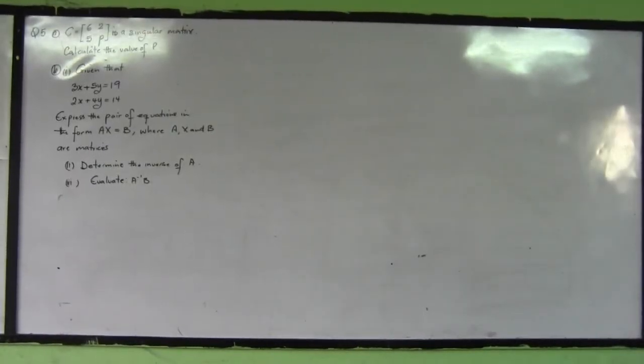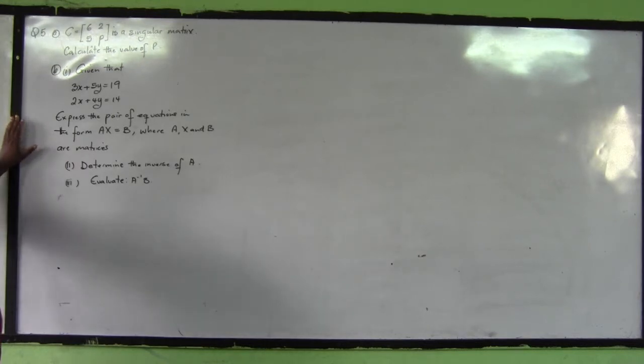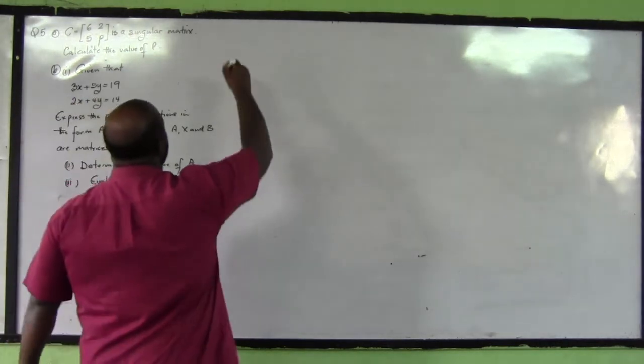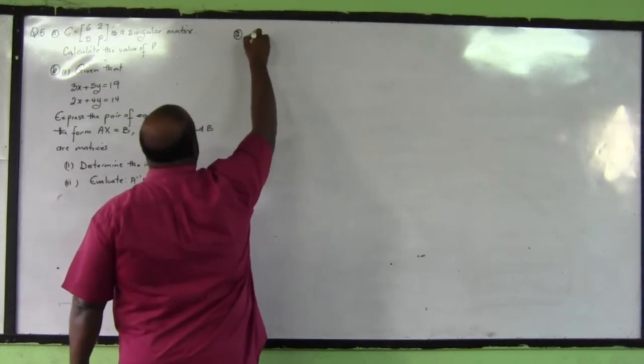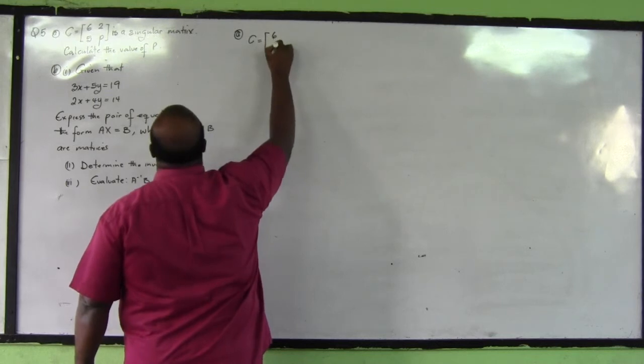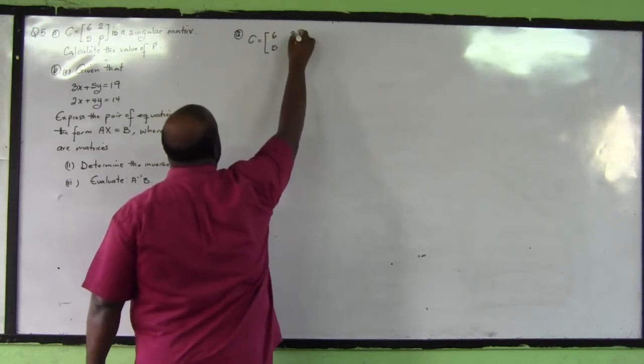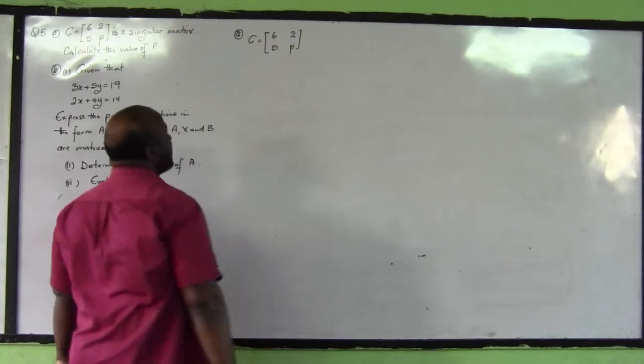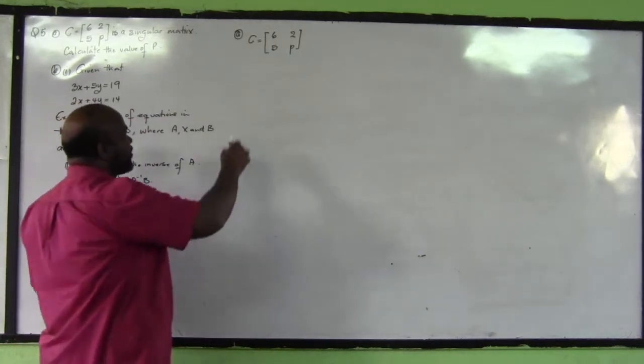Same thing. Alright, in question 5, we're told that C is a singular matrix. And remember we said that a singular matrix is a matrix in which the determinant is equal to 0. So, since it says C is a singular matrix, let's find the determinant of C. C is the matrix 6, 5, 2, P. We're told that C is singular.